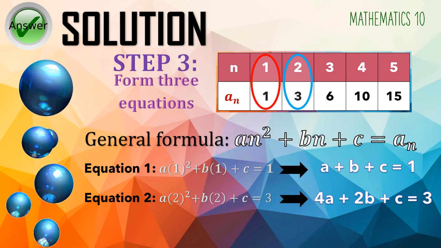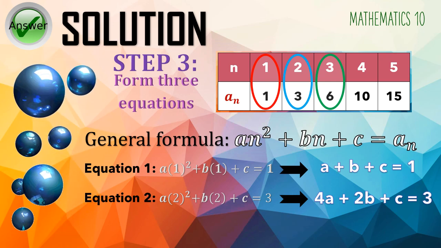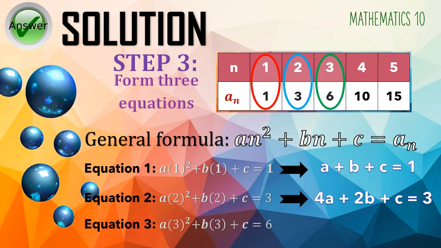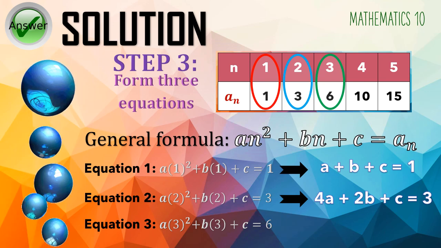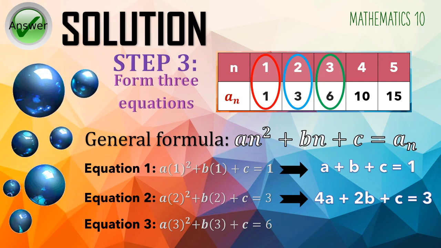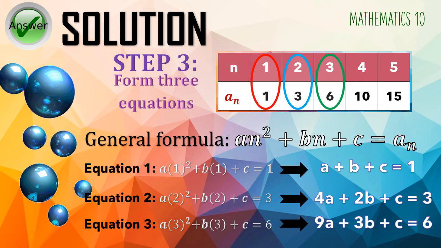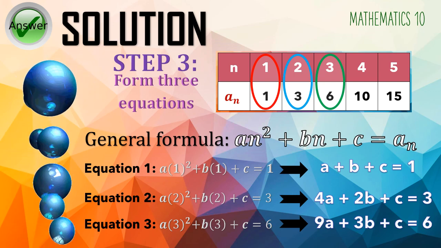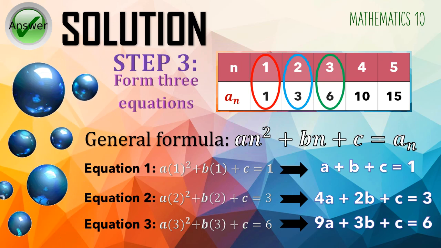And lastly, for equation 3, of course, the third pair. So this will give us the equation 3. So substituting the value of n as well as a sub n. So we have here 3 squared, it's 9. 9 times a, it's 9a. 3 times b, it's 3b. And copy the rest of the terms. Okay, so we are now done forming the 3 equations. That means we can now proceed with finding the values of each variable.